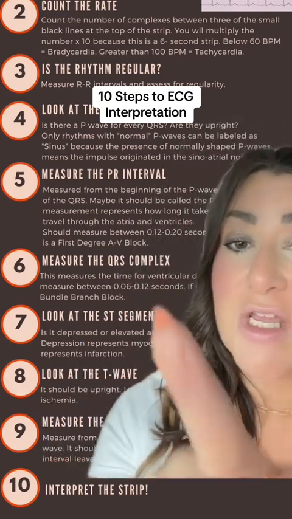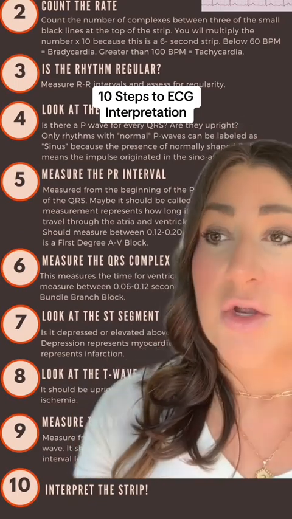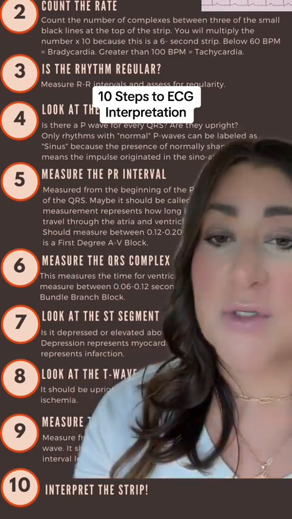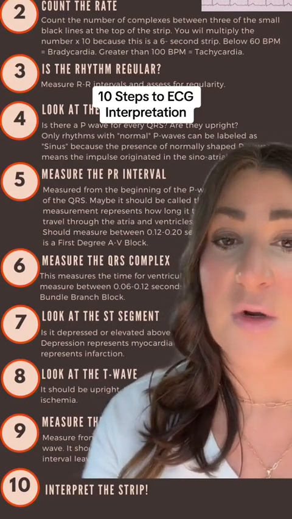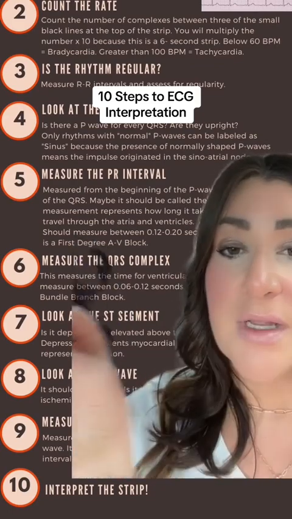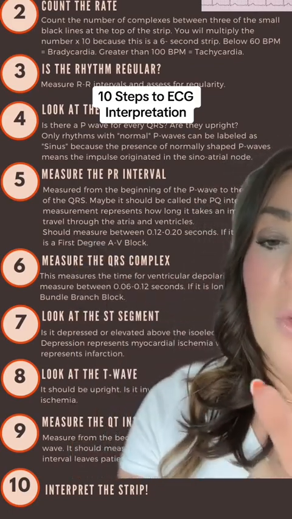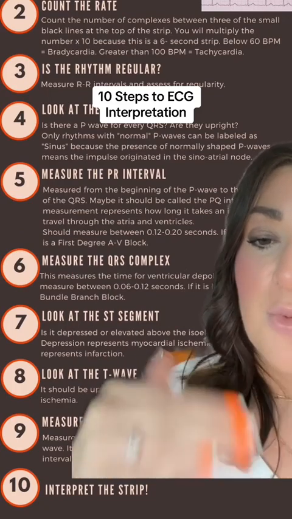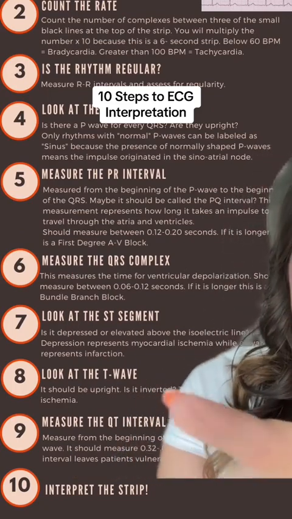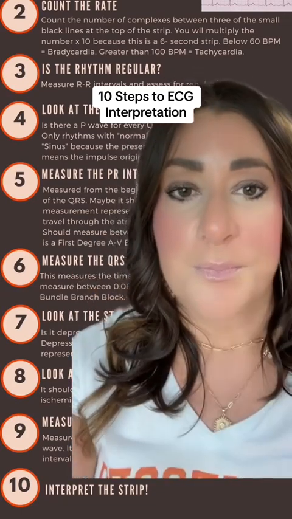Next, you're going to measure the QRS complex to make sure there's not a bundle branch block. A QRS wider than 0.12 seconds is some sort of bundle branch block. We're going to look at the ST segment, make sure it falls on the isoelectric line, with no elevation or depression. We're going to look at the T wave, make sure it's upright. We're going to measure the QT interval, and then finally we're going to interpret the strip.